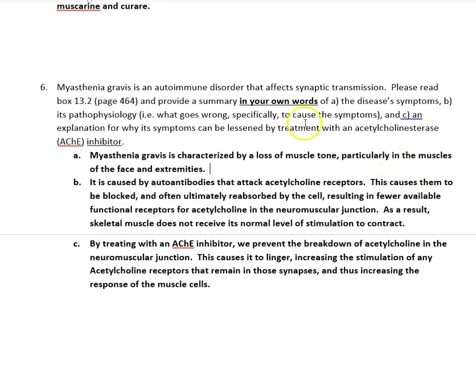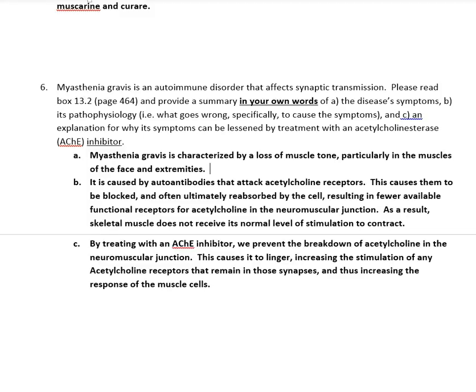It's an autoimmune disorder, so it's caused when a person is generating autoantibodies that attack their acetylcholine receptors, and specifically they're attacking the nicotinic acetylcholine receptors that are found at the neuromuscular junction. Because the antibodies are binding to their acetylcholine receptors, that causes those receptors to become blocked, and often ultimately causes those receptors to get reabsorbed by the cell, and that results in fewer available functional receptors for acetylcholine in the neuromuscular junctions. As a result, even though the motor neurons are still releasing acetylcholine, the skeletal muscle no longer is receiving its normal level of stimulation to contract.